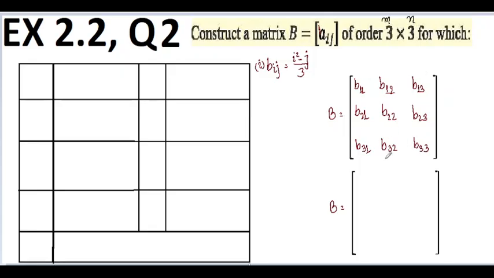Now we have to find all these terms. How will we find these terms? By looking at part number 1, which says Bij equals (i square minus j) whole divided by 3. We have to use this formula, put in the values of i and j and find all these values.